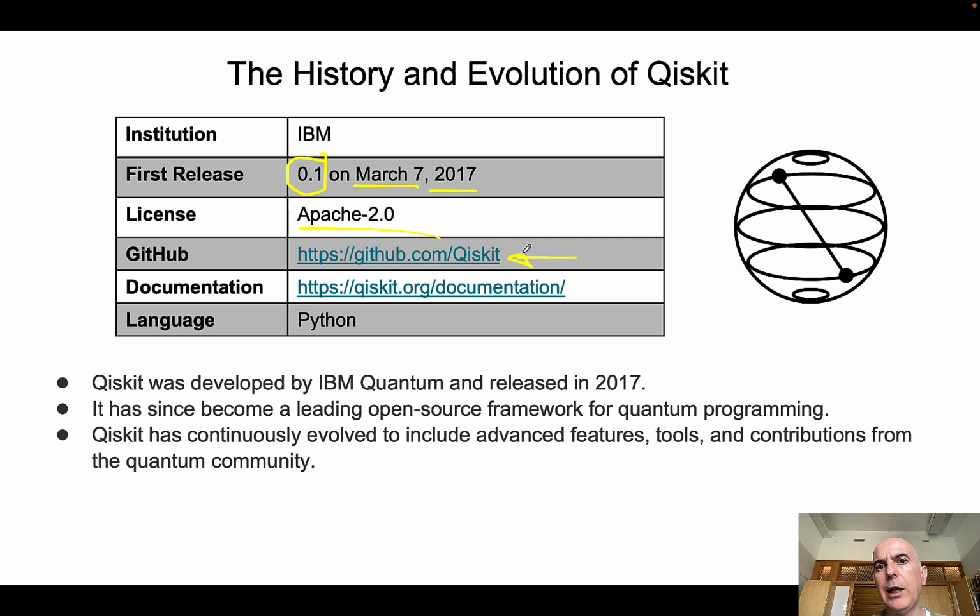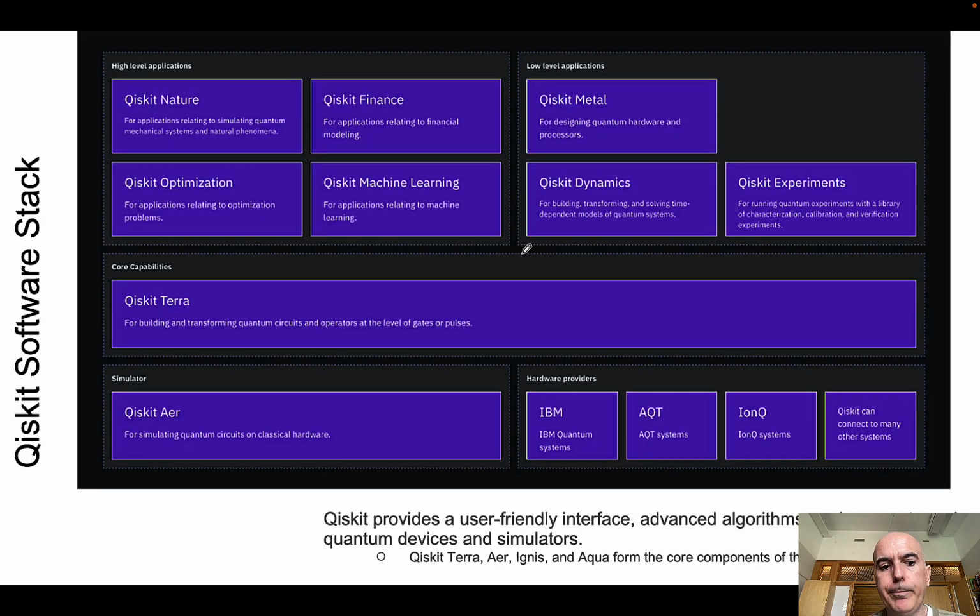And there is quite a large documentation about Qiskit. I think one of the most important parts about Qiskit is really that it provides a lot of documentation and a lot of tutorials on how to use it. Therefore, it's a very easy framework to use because there is always some document we can go and study. During the last years, Qiskit has continuously evolved to include advanced features, tools, and contributions from the whole quantum community.